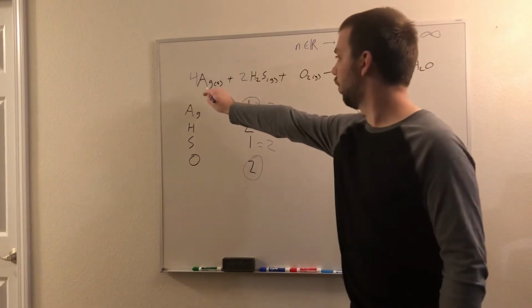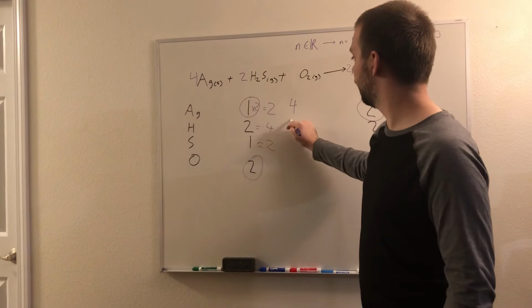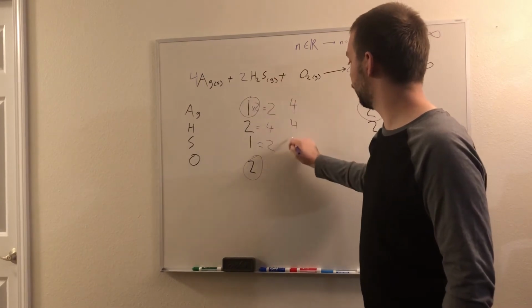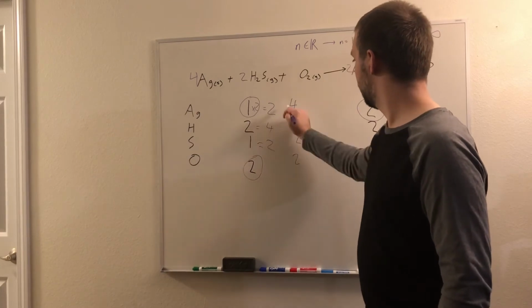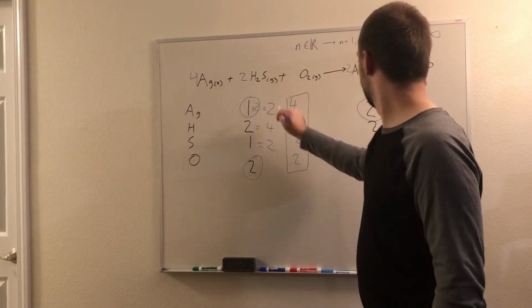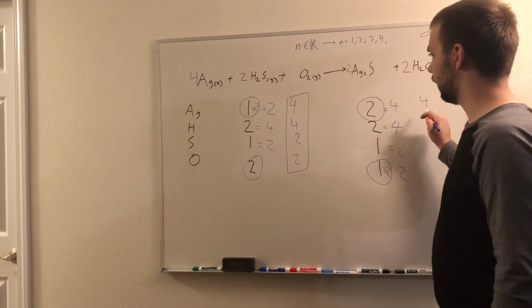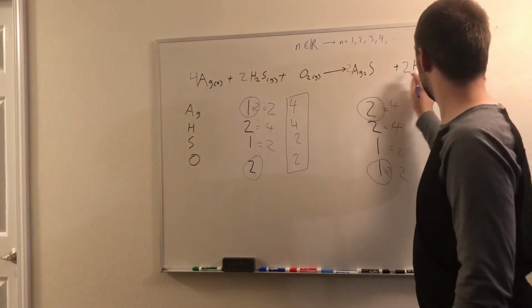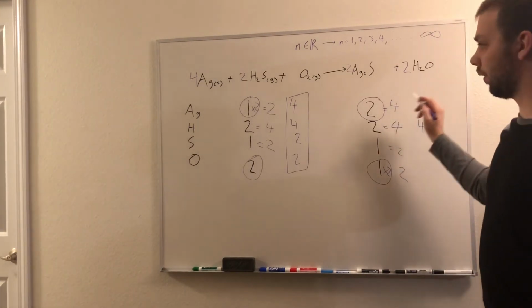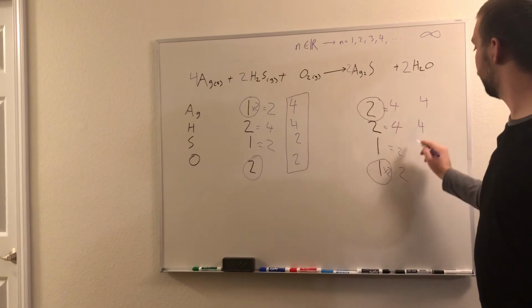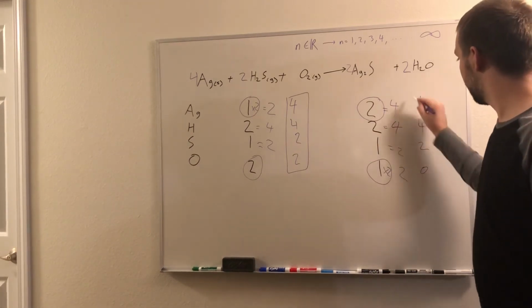So we have 4 silver, okay. We have 4 hydrogen, okay. 2 sulfur, okay. And 2 oxygen, okay. So that's that side. Now this side over here, we have 4 silver. And then we have 4 hydrogen. Let's see, I think I might be in the way. Then so that says sulfur. We have 2 sulfur, and we have 2 oxygen.